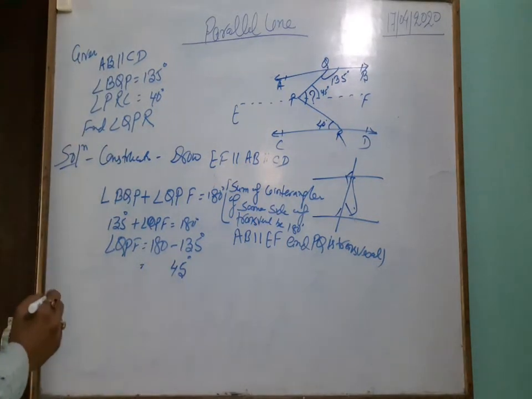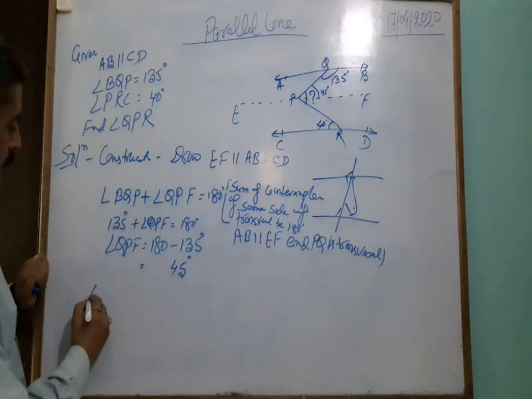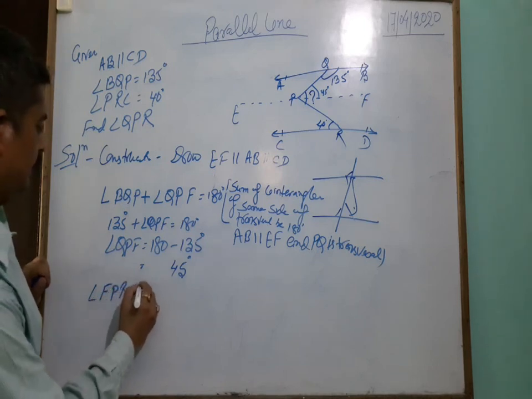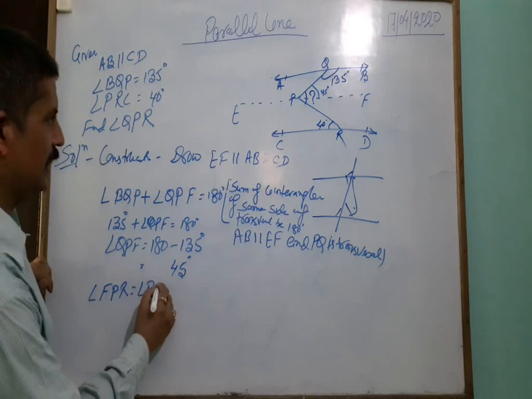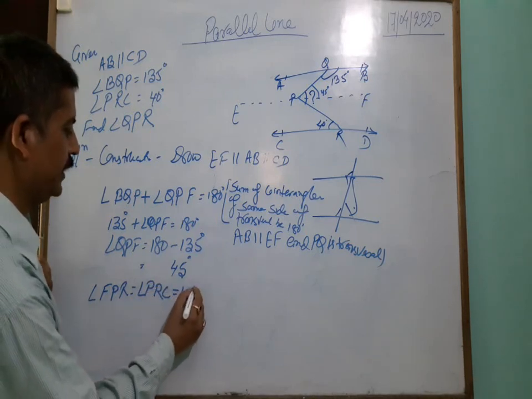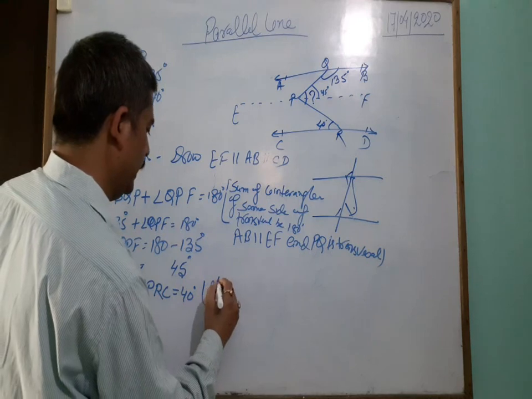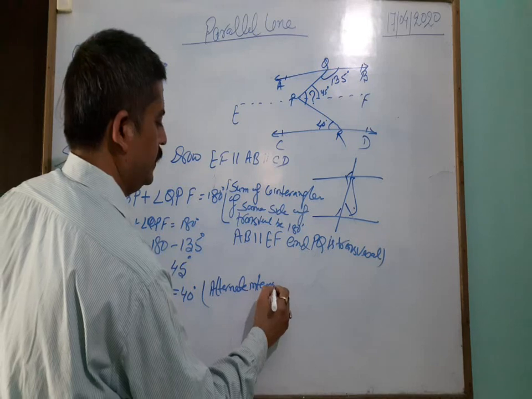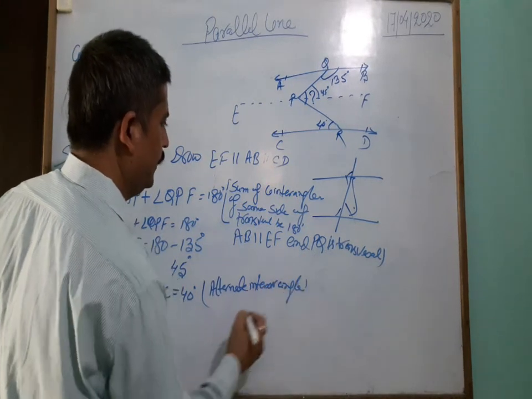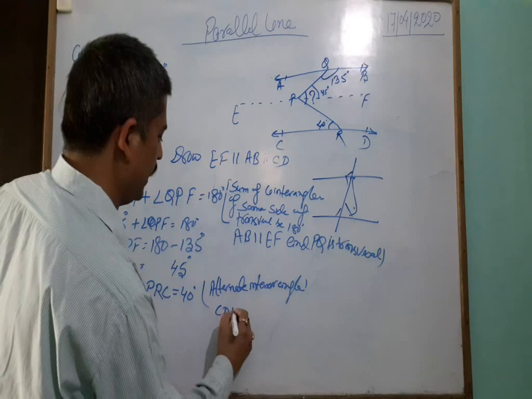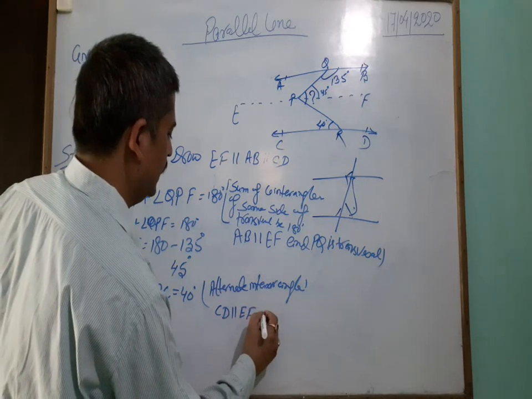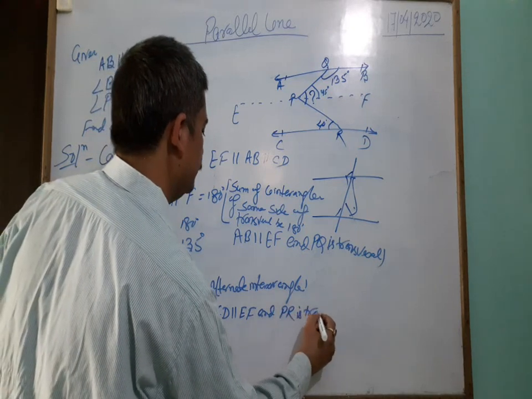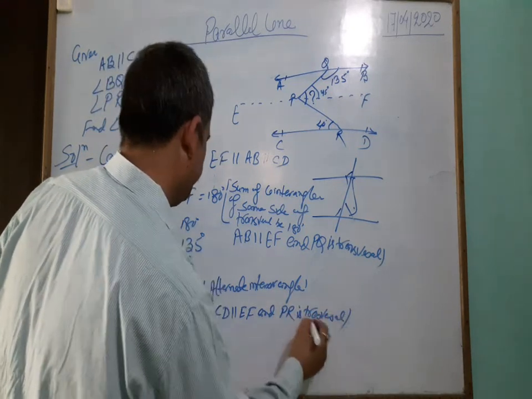Second, angle FPR equals angle PRC, which is equal to 40 degrees. Why? Alternate interior angles, when CD is parallel to EF and PR is the transversal. We also write the conditions.